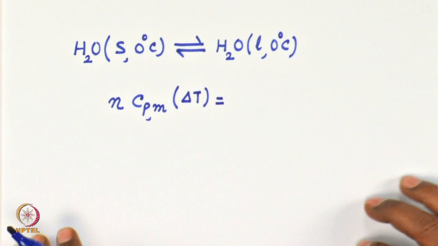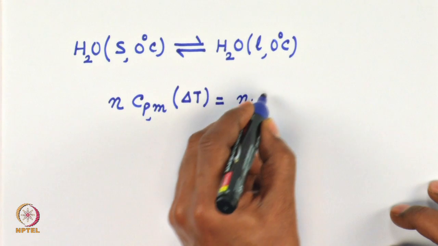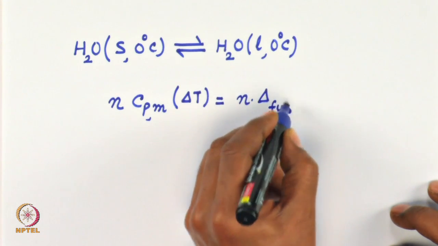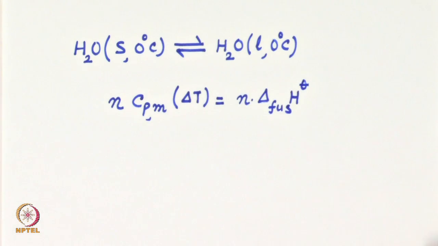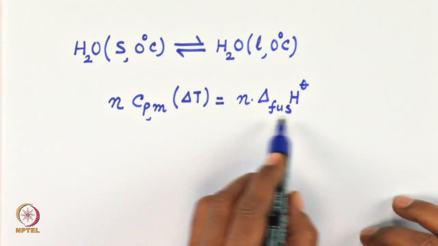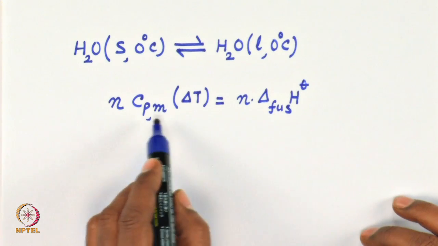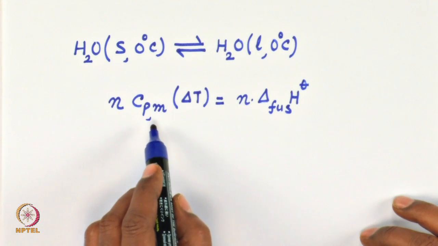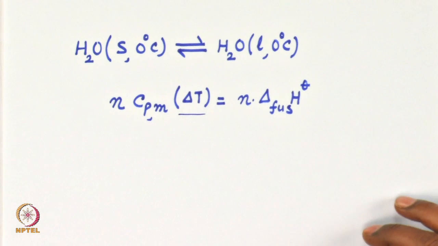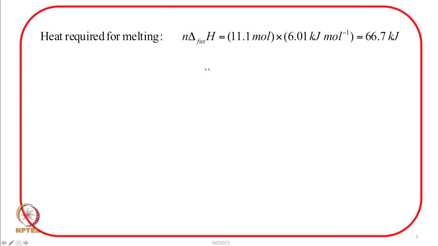From where this heat will come? Number of moles times enthalpy of fusion. The enthalpy of fusion, we know the value of water, and if we know the molar heat capacity of ice, we can easily calculate how much is the change in temperature. Now, let us go back, look at the slide. Heat required for melting is N times delta H fusion, N is 11.1 mole and delta H is 6.01 kilojoules per mole, it turns out to be 66.7 kilojoule.